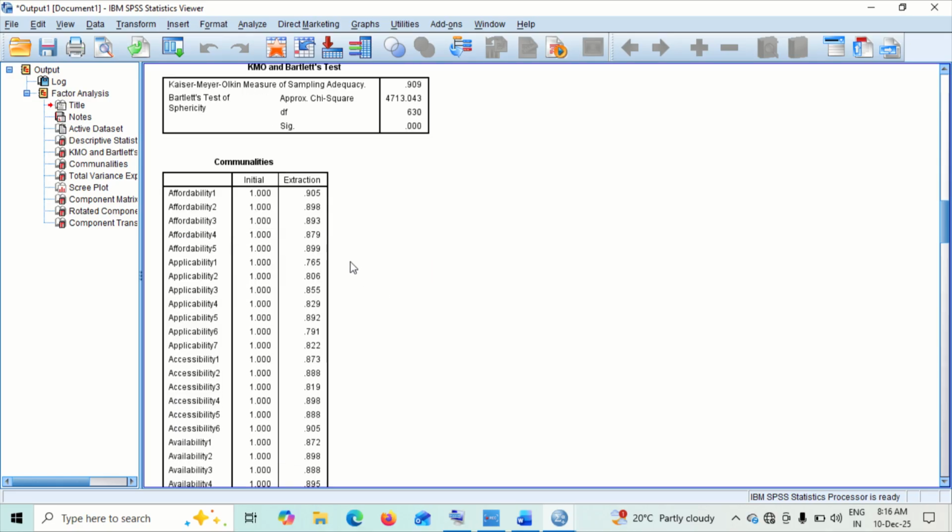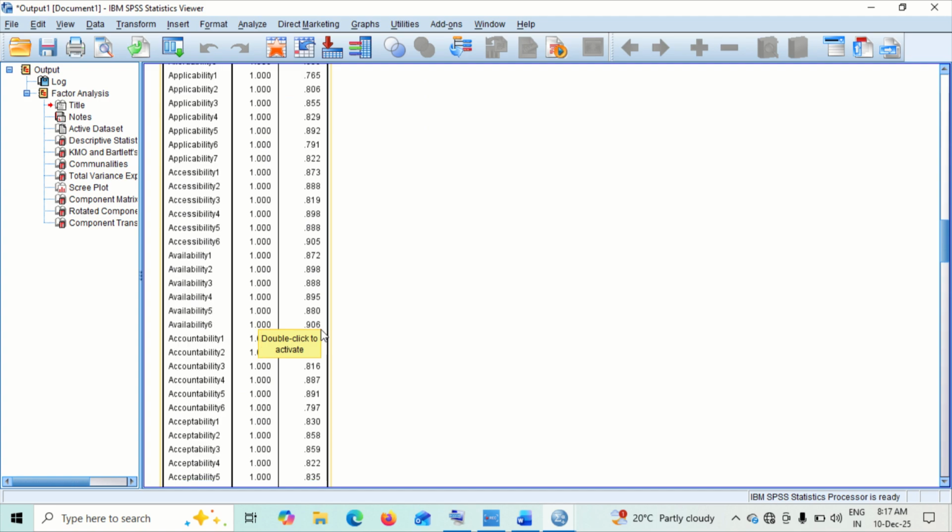Then the next important table is communalities, and here we can see that the initial communalities for all the statements are 1 and the extracted communalities correspond to all the statements with values from 0.7 to 0.9.